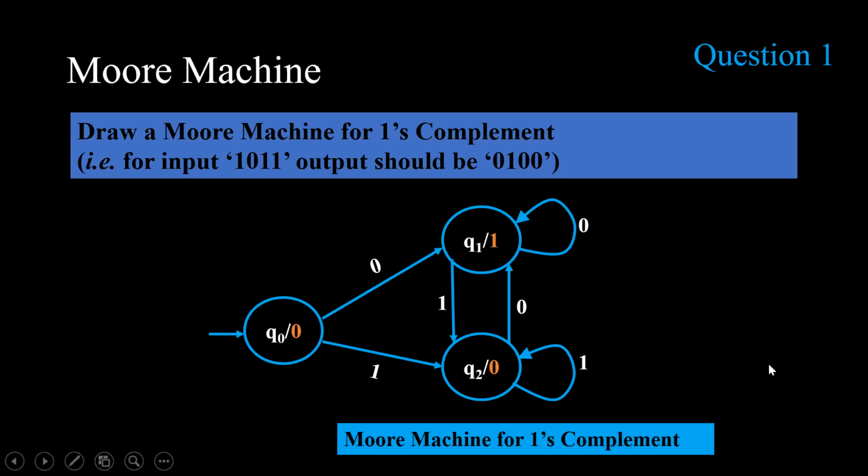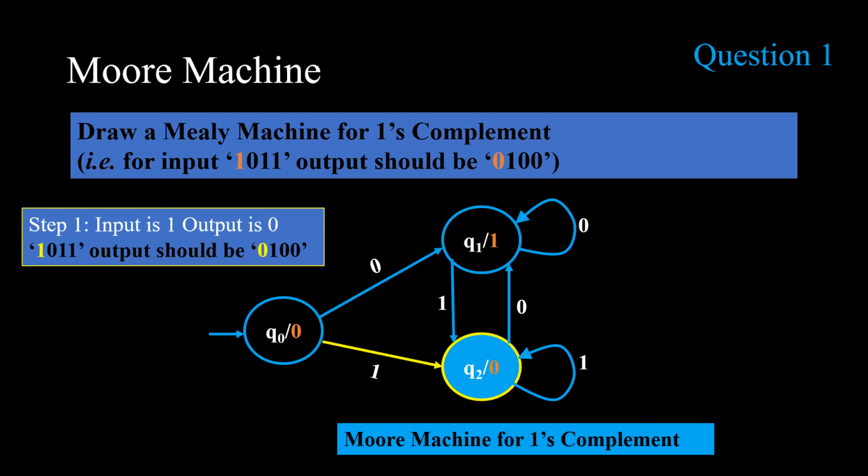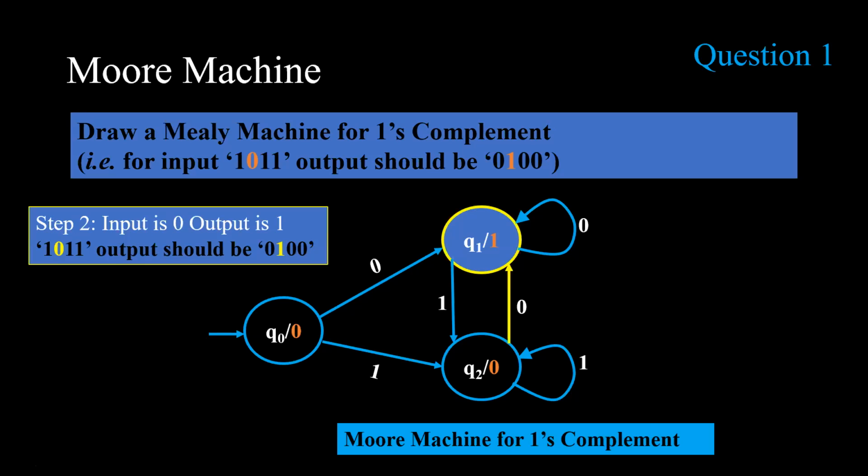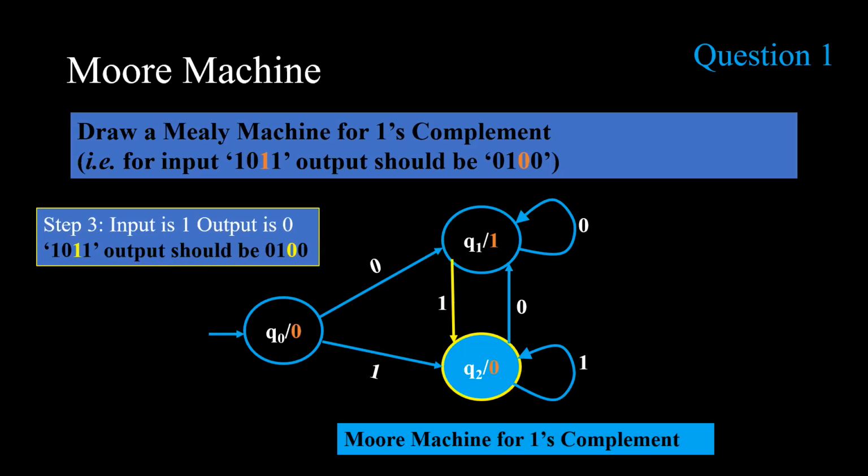Now let's take a trace for 1011. Initially, I am at Q0 state. Now the moment I get 1, the transition will be from Q0 to Q2, and the output which will be generated is the one which is based upon Q2. So the output will be 0. Now next input is 0. I am in Q2 state and I will move on 0 to Q1 state. So what will be the output which will be generated if I move from Q2 to Q1 on 0? Output will be 1. Now I move to the third character. I was presently at Q1 state.